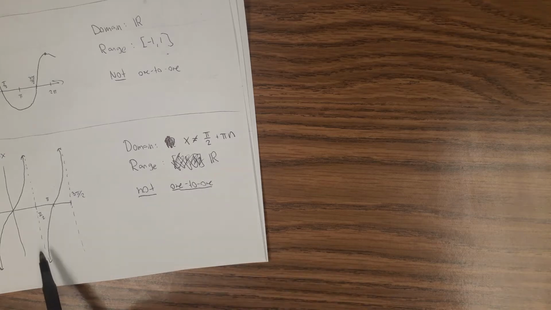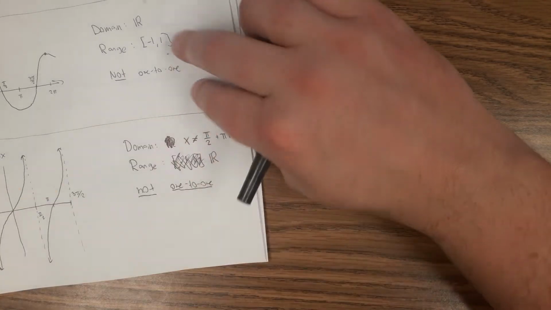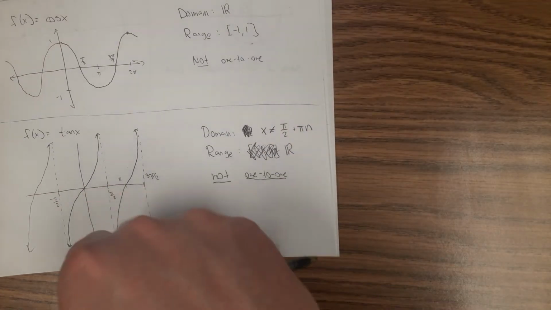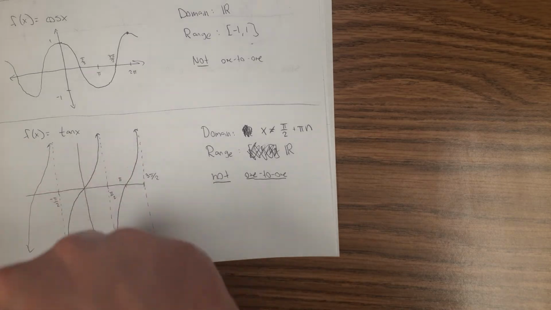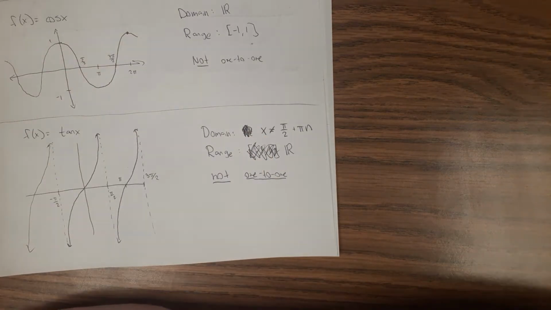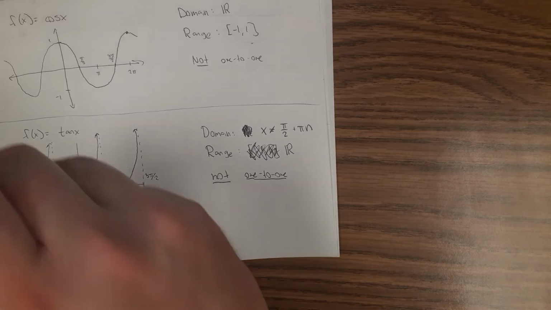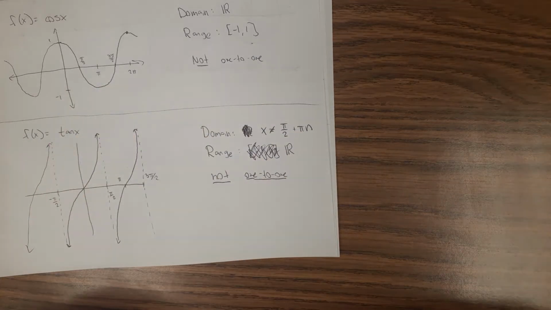The range, I didn't make a mistake, the range really is all real numbers. The y values go all the way from -infinity to infinity. And this is not one-to-one, because if I draw a horizontal line, it crosses many times.